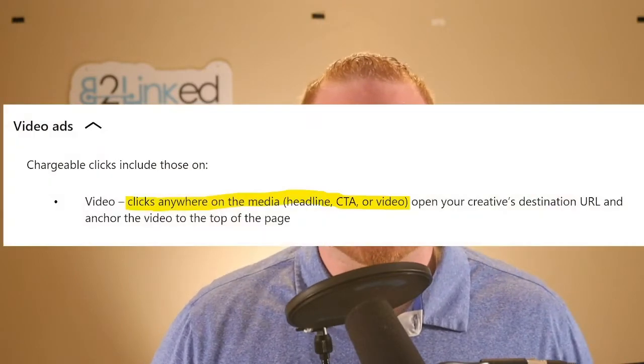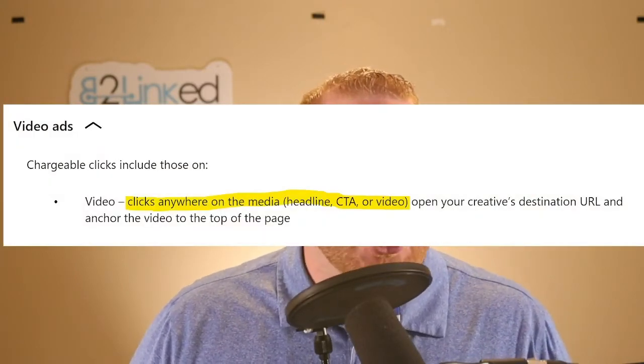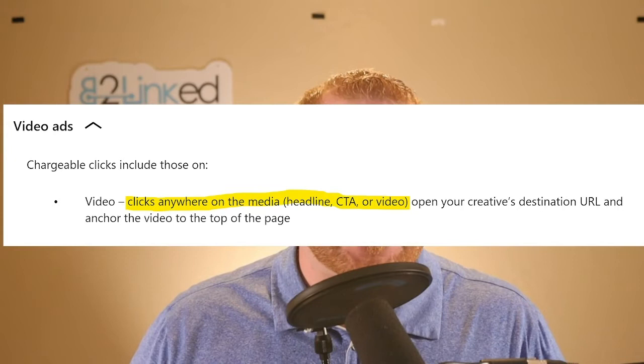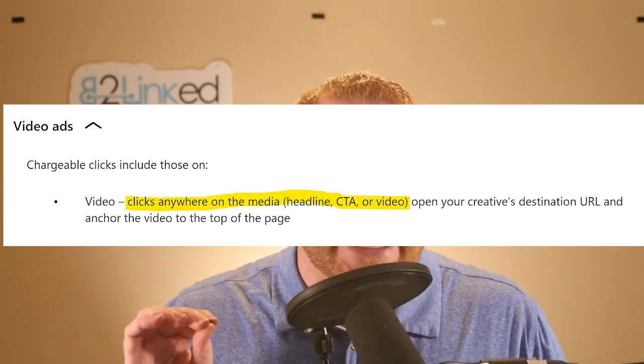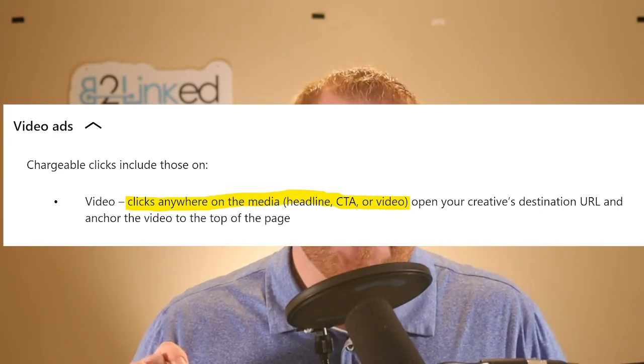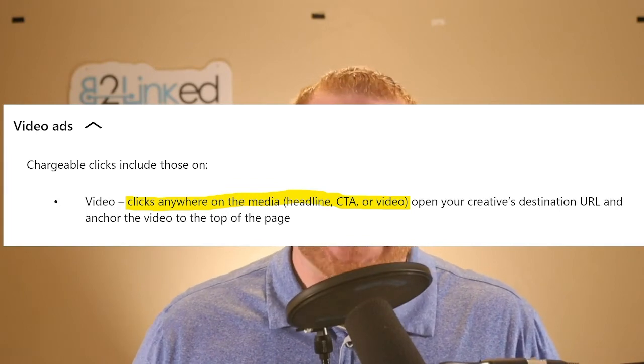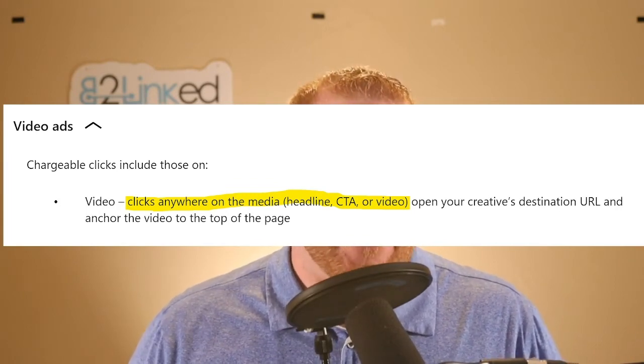But then I had a conversation with Pat McDaniel, who's a great friend out of Georgia. He's the head of paid media for Precision Marketing Group. We realized we were seeing the same effect, and it totally sparked my curiosity. So I had to go and read what LinkedIn says in their documentation about how they charge. So check this out. Chargeable clicks on video include those where someone clicks anywhere on the media. That includes the headline, the call to action, and the video itself.